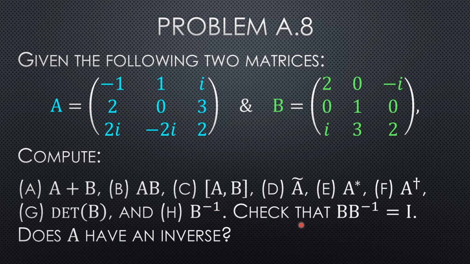And we also need to check that B multiplied by its inverse gives us the identity, as it should. Does A have an inverse? Great questions, and this will be an excellent example problem to base all the operations that we've seen time and time again, or just to refresh yourself if you haven't seen this in a while.